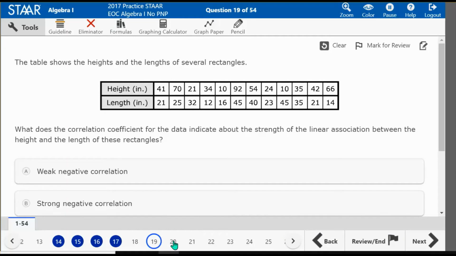Number 19. The table shows the heights and lengths of several rectangles. What does the correlation coefficient for the data indicate about the strength of the linear association between the height and length of these rectangles? So it's asking what the linear association is.